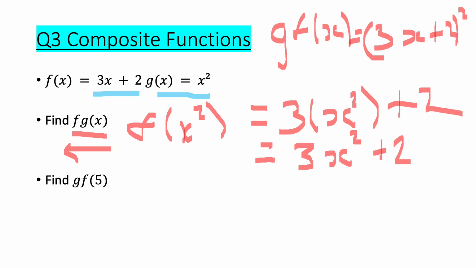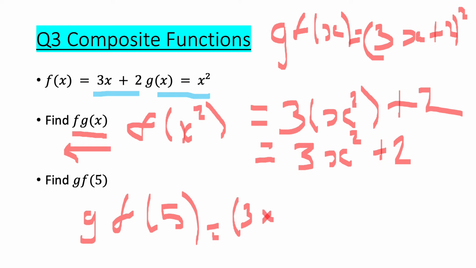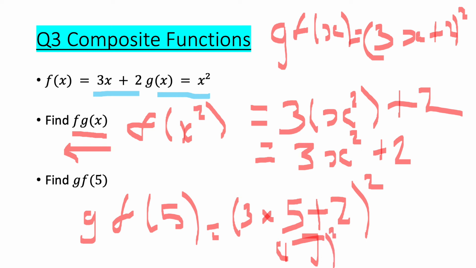g f of 5, so putting 5 into here, I'm going to get 3 times 5 plus 2 all squared. Well, 3 times 5 is 15. Add 2 is 17. 17 all squared gives me 289. So, sorry about that, it wasn't very clear. So 17 squared is 17 times 17, which is 289. So the answer for that question is 289, guys.